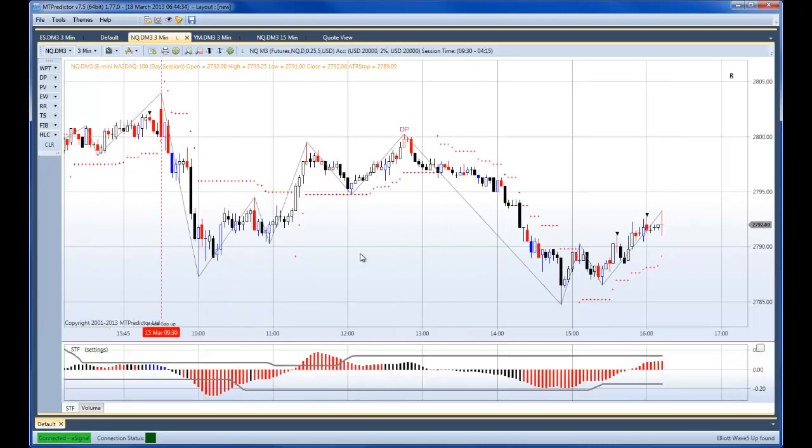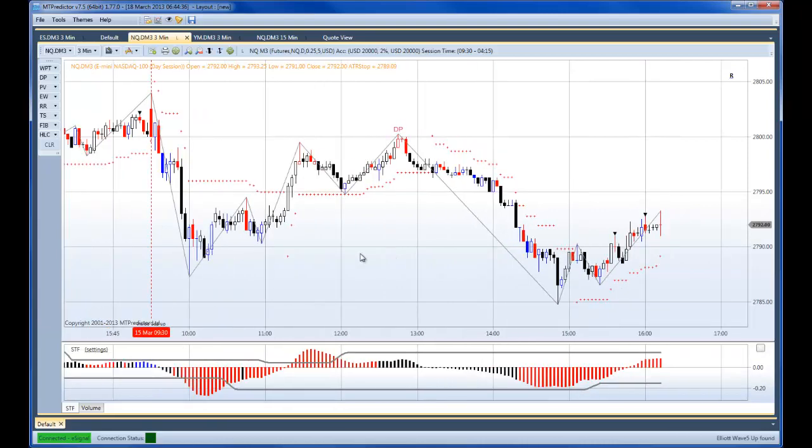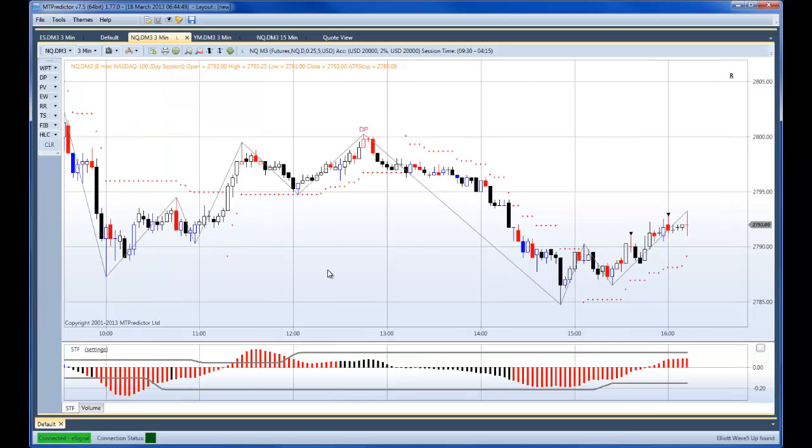In this video I'd like to look at how the NQ unfolded on a 3-minute chart during the 15th of March, which was last Friday. This is the trading day, 15th of March. This is taking a look in the new MTPredictor 7.5 version that's just been released.